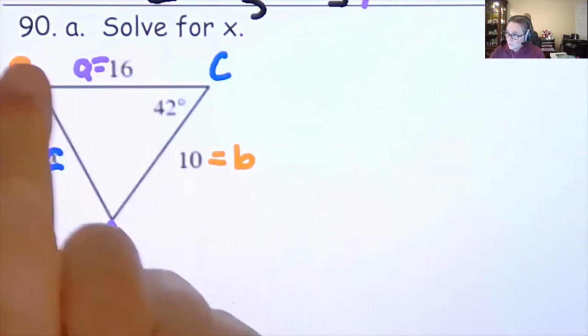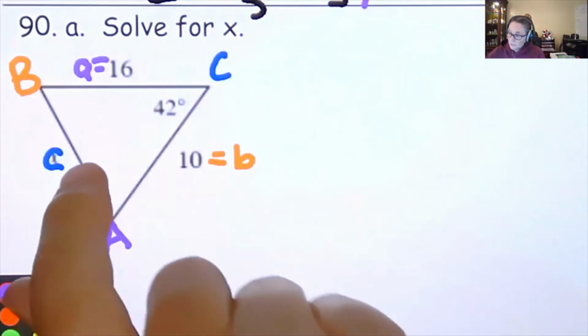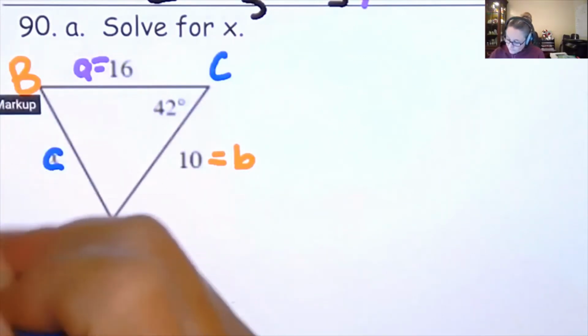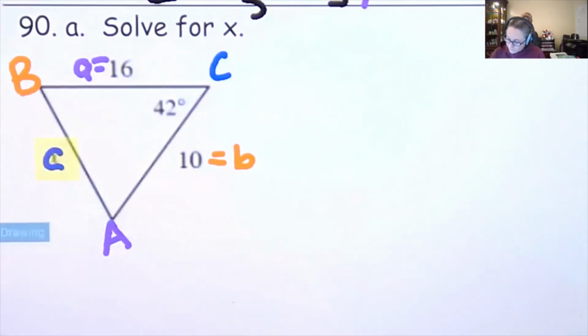that is little a. Okay, so little a is equal to 16 because it's across from big A. Little b is across from big B, it's 10. Big angle C is 42. I'm trying to find this one right here. This is the one I'm trying to find. Let me just highlight it. Okay, that's the one I'm trying to find.